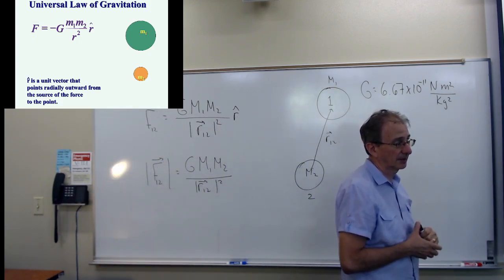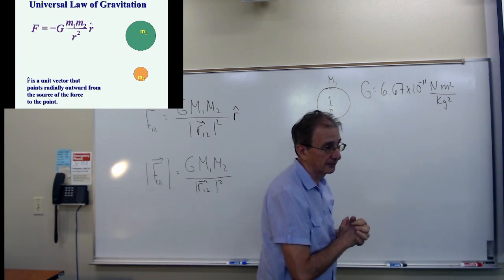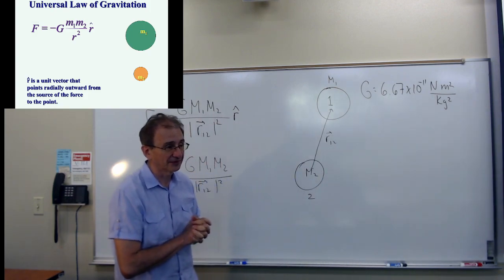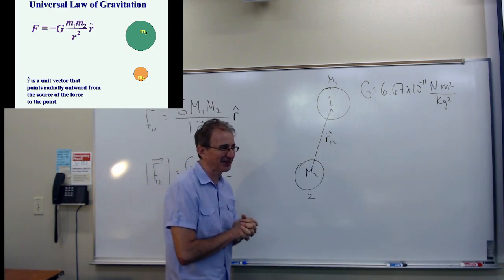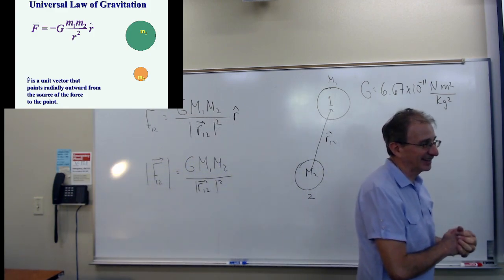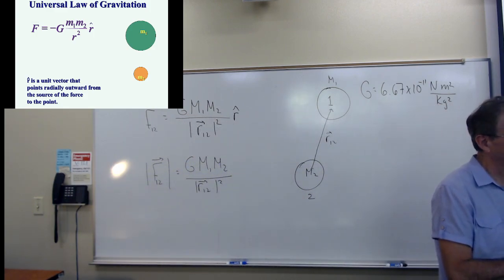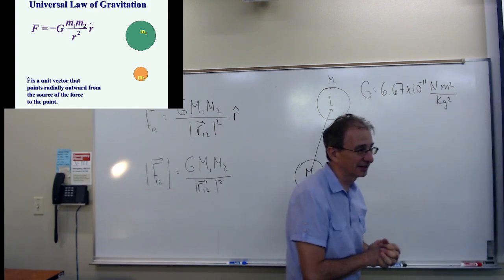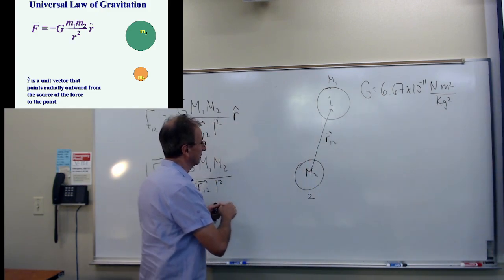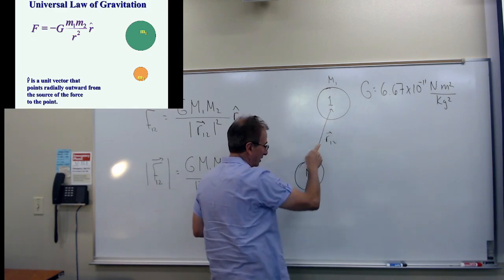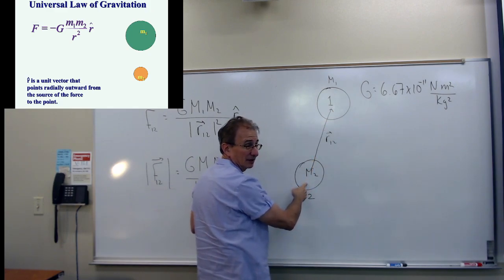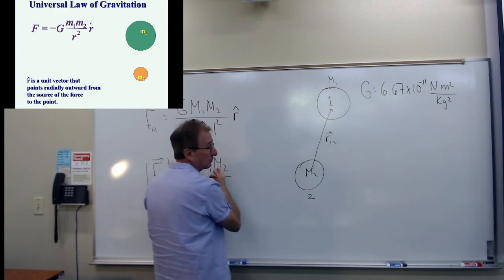So can we say that the force of the mass of 1 on 2 is going to be the same as the force of 2 on 1? That's a good thing to bring up. They have to be the same, right? Because the same distance. The force on this object is going to be the same as the force on this object because it's the same distance. You have the same two masses.